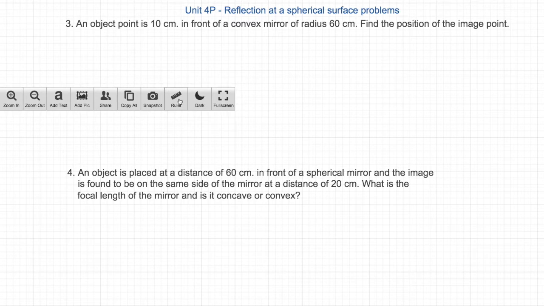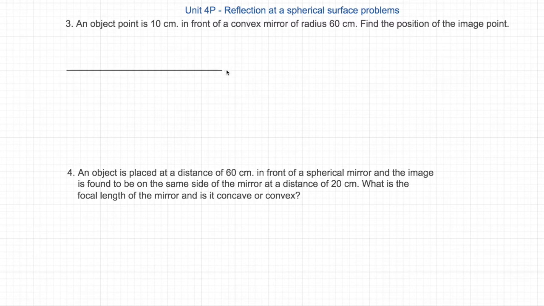Question 3, an object is 10 centimeters in front of a convex mirror of radius 60 centimeters. Find the position of the image. Create our optical axis and our mirror. Now this time, being a convex mirror, the center and the focal point will be on the right side.